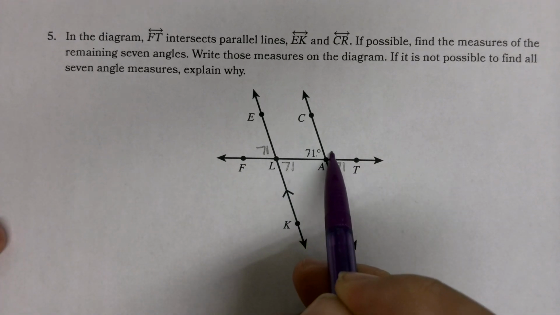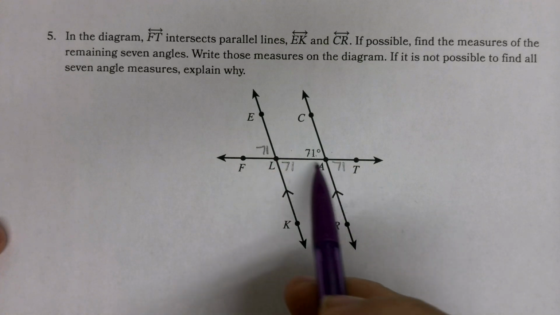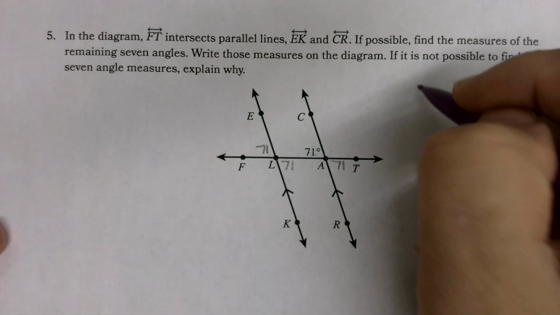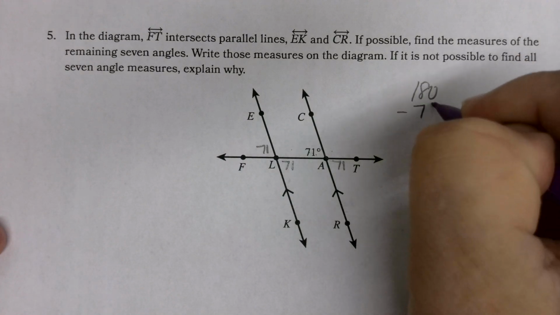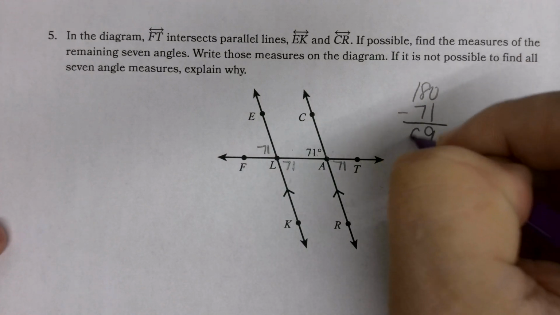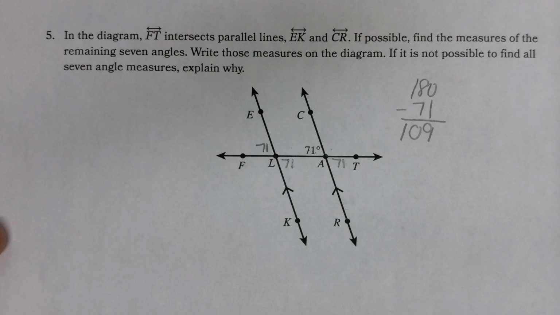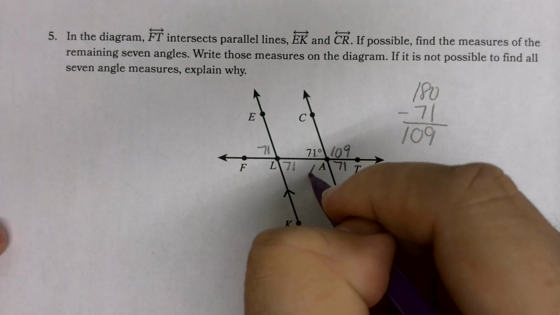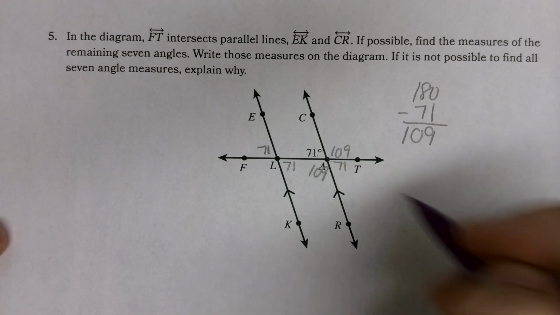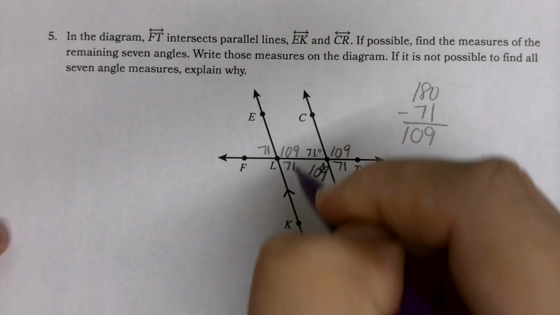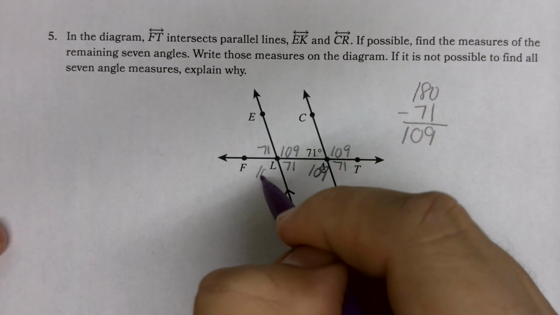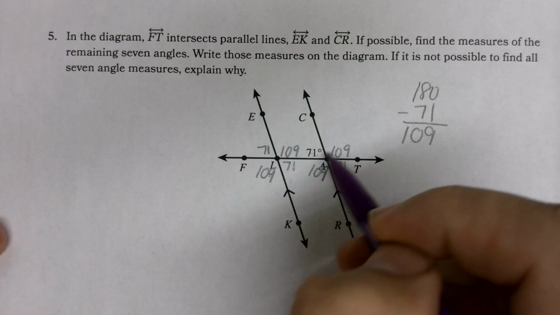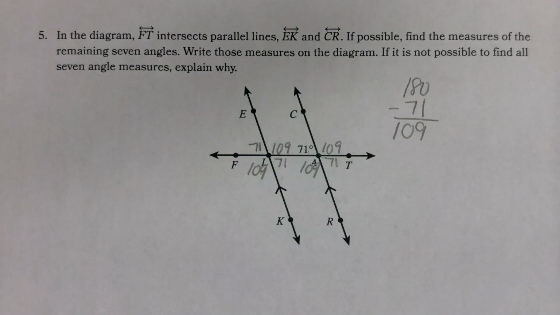Well, I got to find this one. Again, these two angles make an angle on a line. So 180 minus 71 is 109. So this is 109. Vertical angles make that 109. Alternate interior make that 109, and this would make 109 as well because it's either vertical, corresponding, or alternate exterior.